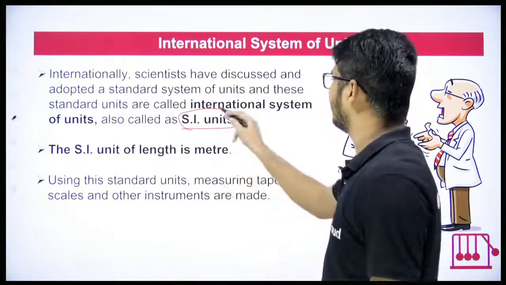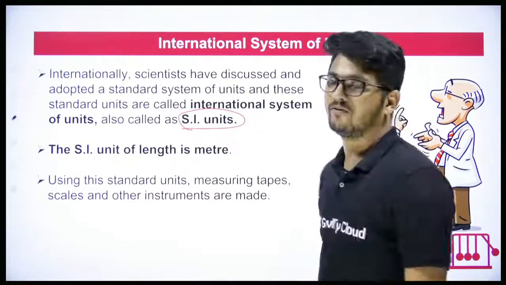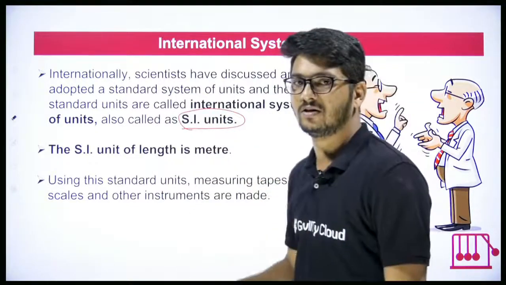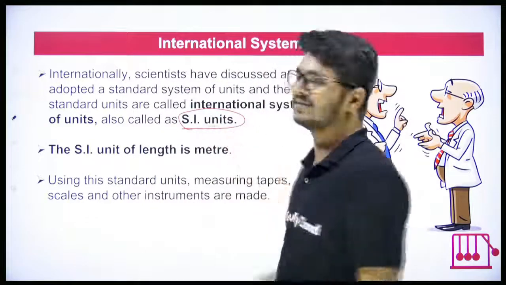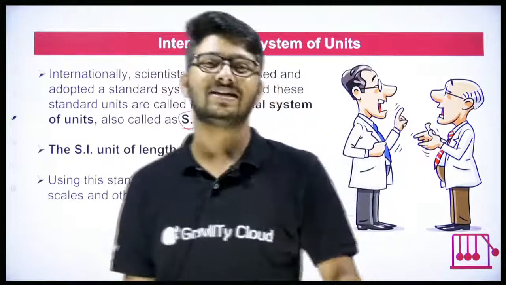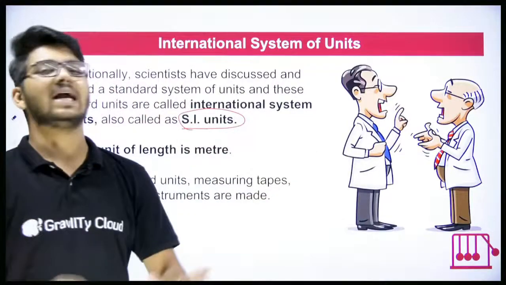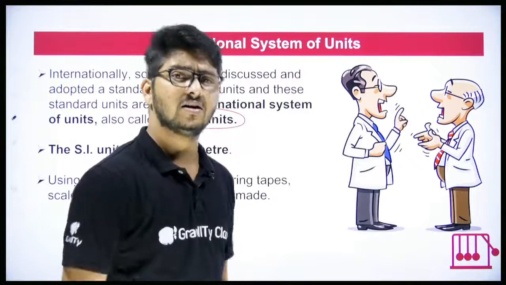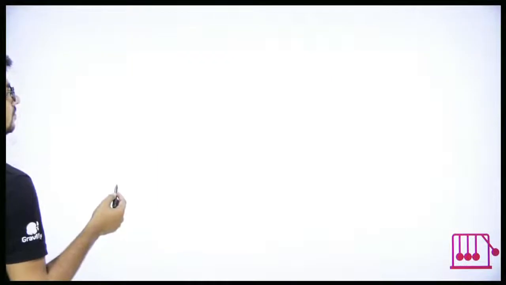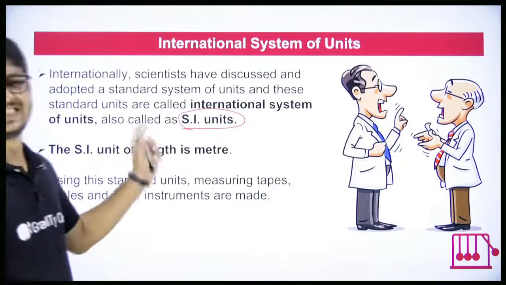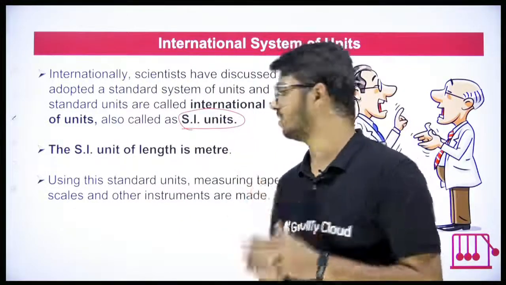Now you might think, sir, SI and International System of Units, there is no relation. If I want to write the short form of International System of Units, I'll write IS units. Sir, why is it SI? That's because this SI is an abbreviation, a short form of a French word. What is that? Not required. Système International, something like that. Not required. Okay, all that you have to understand is, what is SI unit? SI unit will refer to International System of Units. That's what you have to understand.